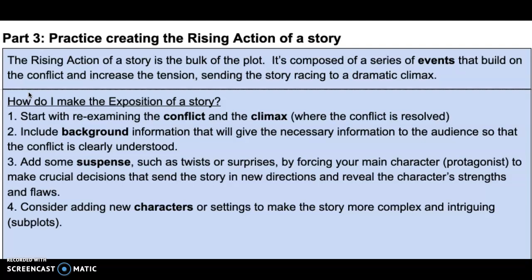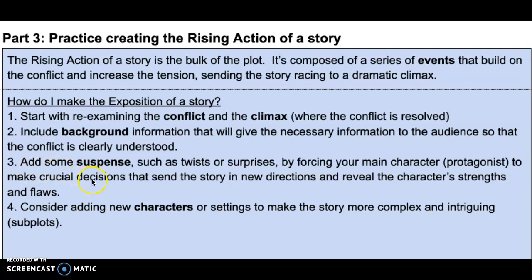Here are 5 steps. Oftentimes they can go in this order. Some authors, I'm sure, mix them up a little bit. Start with re-examining the conflict and the climax, where the conflict is resolved. That's what the climax is. Two, include background information. That will give the necessary information to the audience so that the conflict is clearly understood.